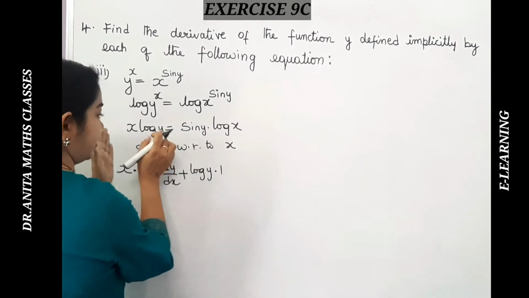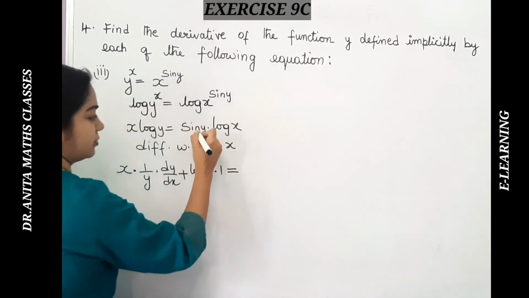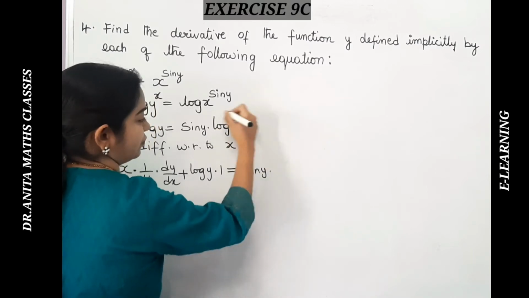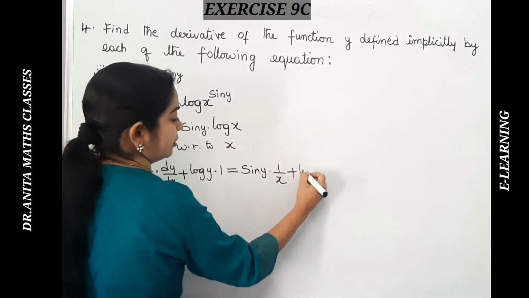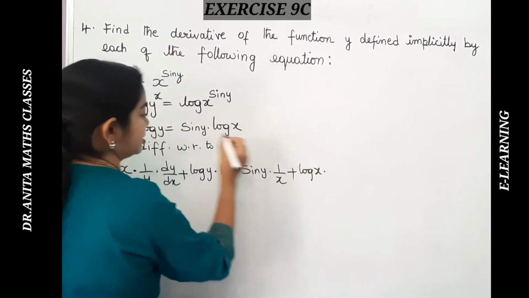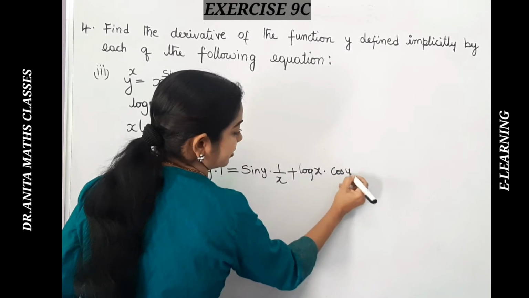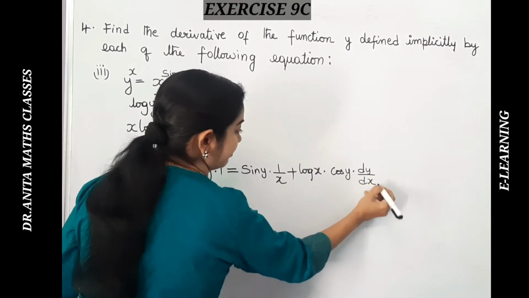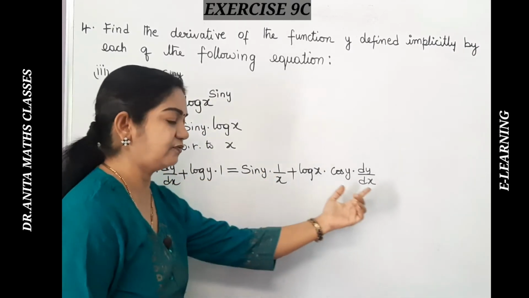So I have done the uv for the LHS part, and again the RHS part is a uv function. Now this is u, so sine y as it is, and differentiation of log x is just 1 by x, plus log x as it is, and differentiation of sine y is cos y. But the function is in y, so we have to write again dy by dx. So we have 4 terms.